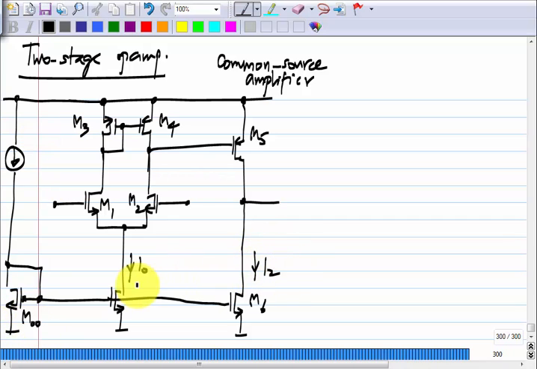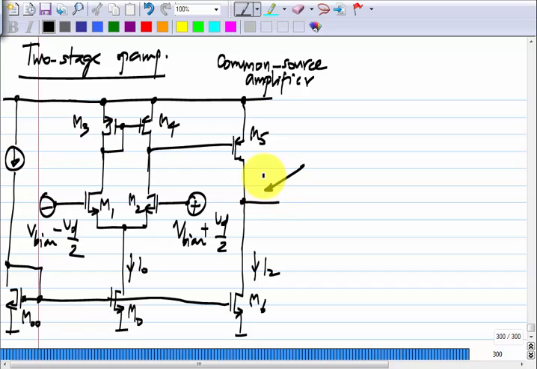The first stage is biased with the tail current of I naught and the second stage with the current of I 2. So, by adjusting the W by L ratio of M 6 compared to M 0, we get a current of I 2. So, we saw how this works, and this is the plus terminal of the op amp, this is the negative terminal. So, let us say it is biased at some V bias and we apply a differential input.